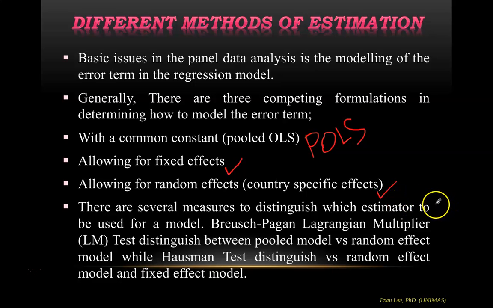To choose the best model, like how we do it in econometrics, these methods will be used: the Breusch-Pagan LM test and the Hausman test. The Breusch-Pagan LM test is to distinguish between pooled and random effect, and the Hausman test is to distinguish between random effect and fixed effect. We'll show you when we get to these slides.